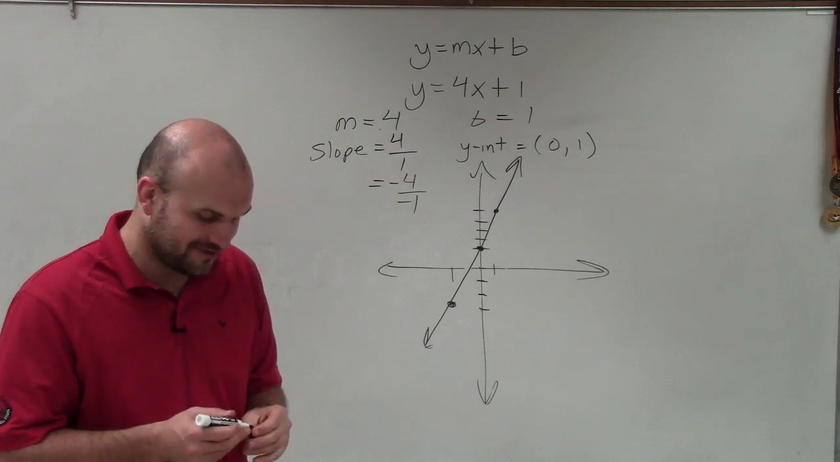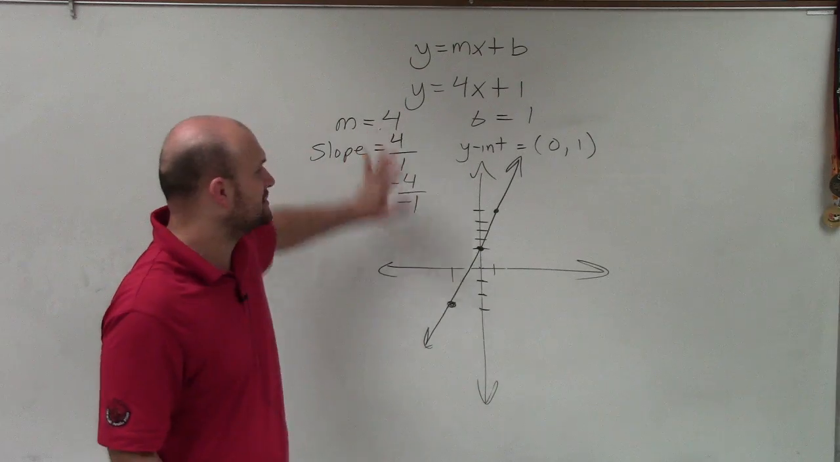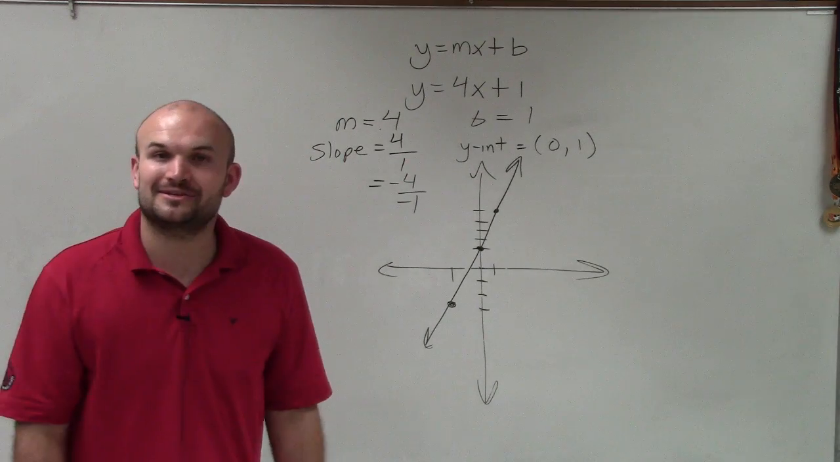I know I'm not the best grapher, but it would work positive or negative, positive or negative, however you want to represent the slope. But that is how you graph a line using slope-intercept form.